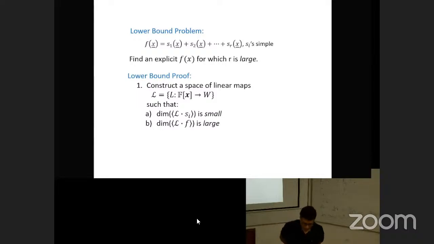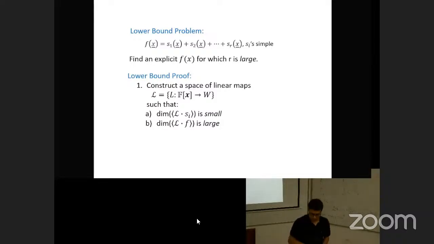Here's what you do. You come up with a set of linear maps. Now we are changing my viewpoint. I'm thinking of a polynomial as a vector on which I can apply linear maps. And typically you should think of linear maps as things like partial derivatives. You can take a polynomial and differentiate it with respect to a variable. That's a linear map. You can plug in a value for a variable. That's also a linear map. You can multiply a polynomial with another fixed polynomial, and so on.